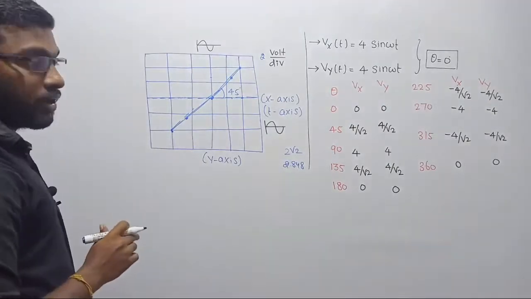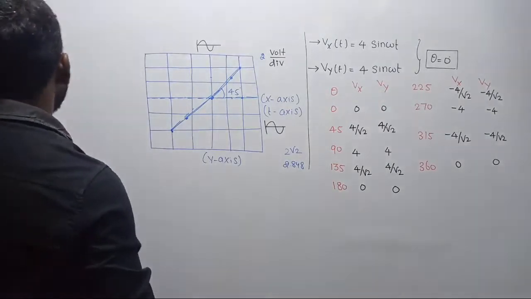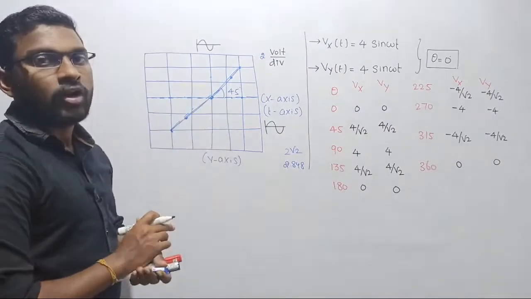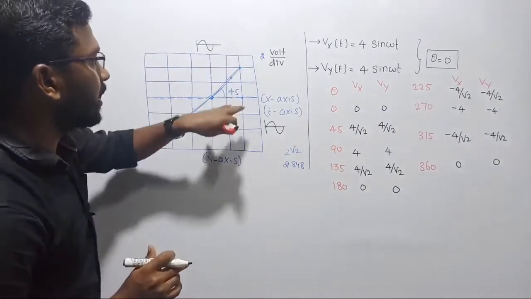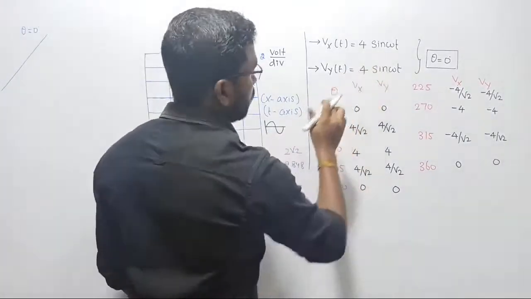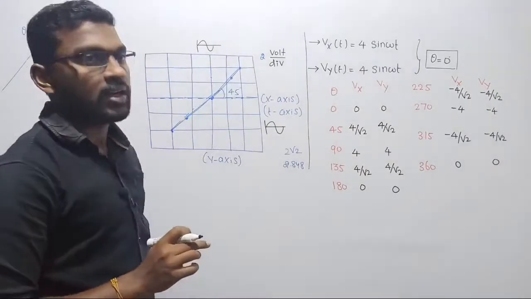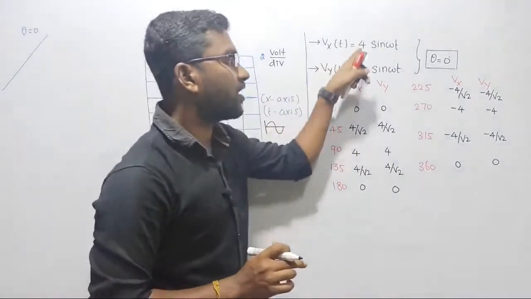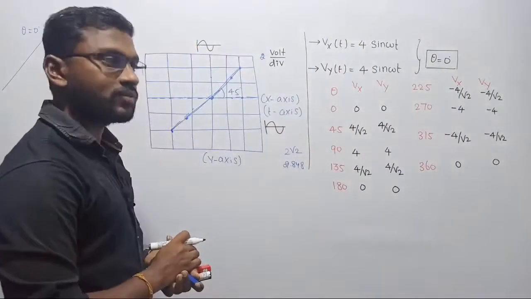I hope things are going good. So what is our next task? This is at theta equal to 0 degree. I am getting a straight line tilted at an angle of 45 degree when both signals are sinusoidal, without any displacement, and with the same magnitude. Don't forget, the same magnitude is very important.